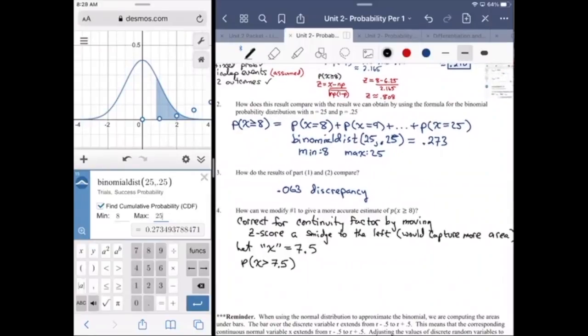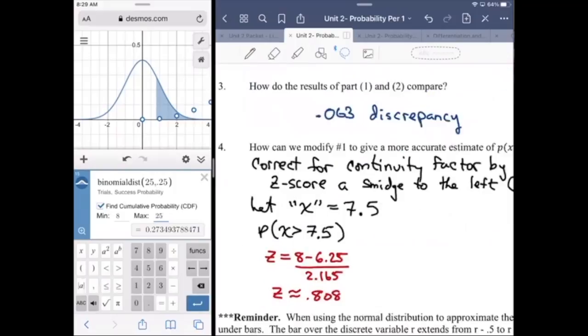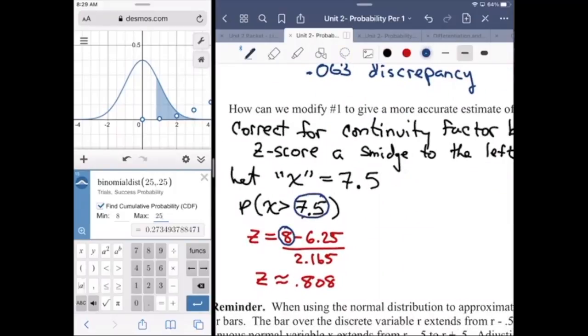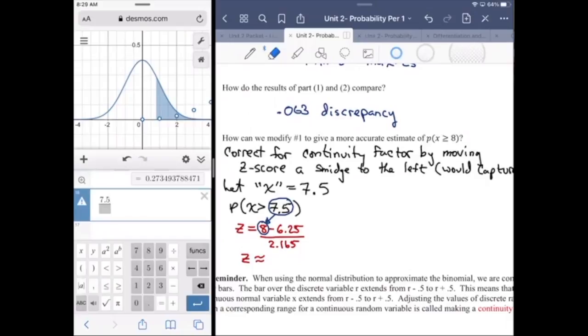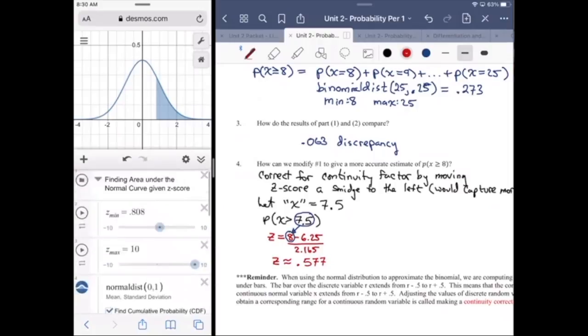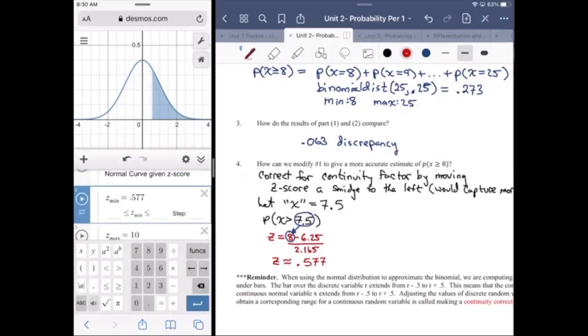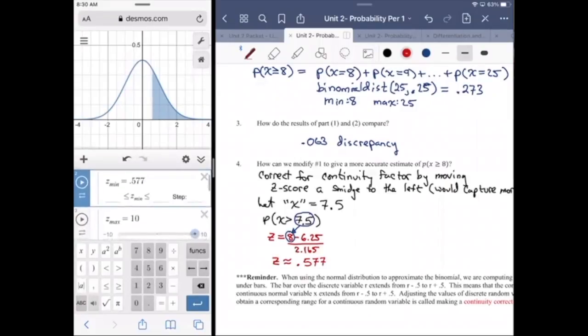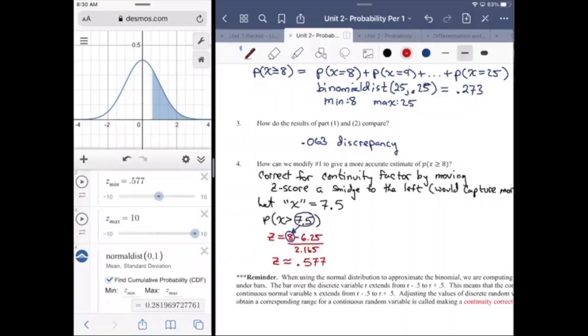All right. So I would reperform all these calculations, which sounds like it would be a terrible burden and a pain, but really it's taking just this stuff here and replacing the 8 with a 7.5. 7.5 minus 6.25 over the square root of 25 times 0.25 times 0.75. 0.577 would be my cutoff. It smidged it to the left, so mission accomplished there. Let's see what that does in terms of the probability. Not going to be precise because it's normal approximation.